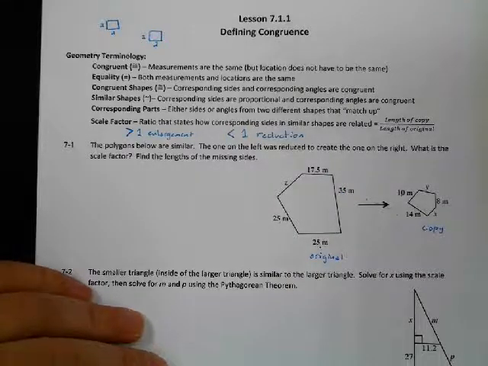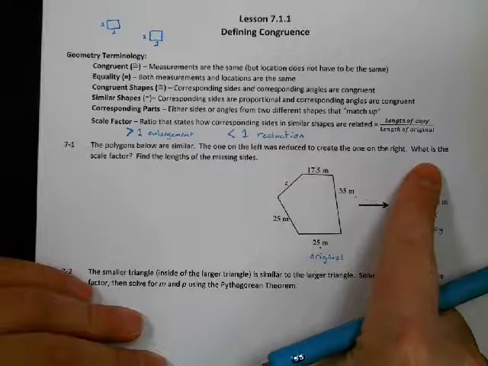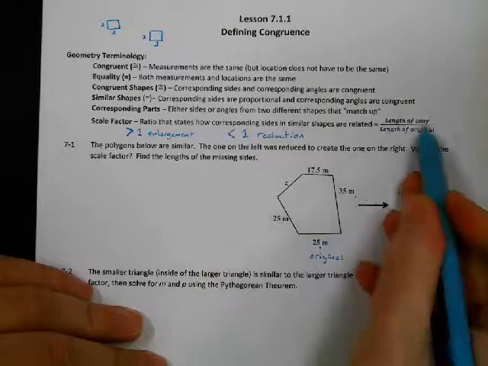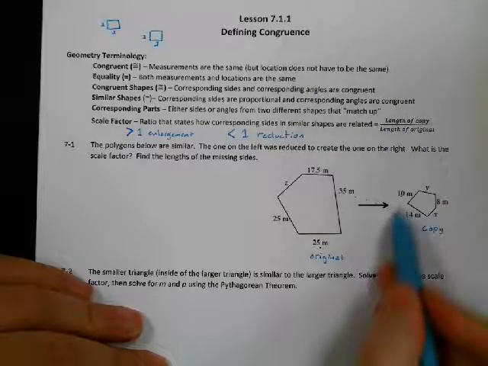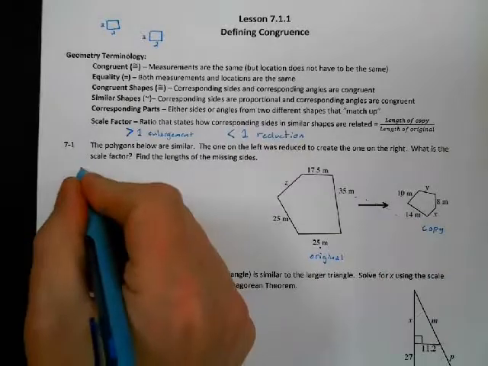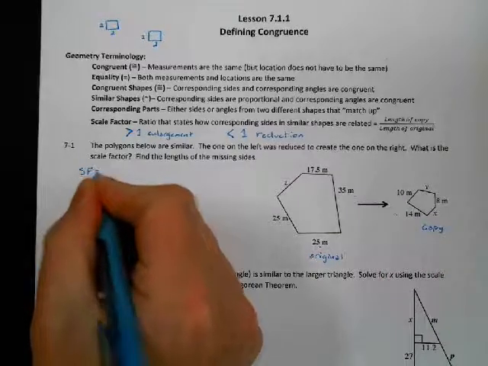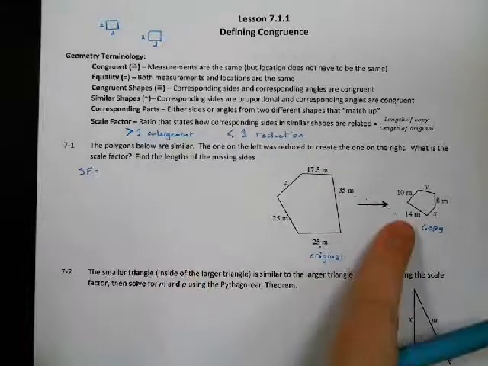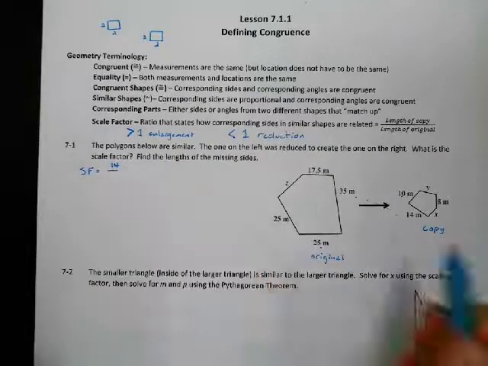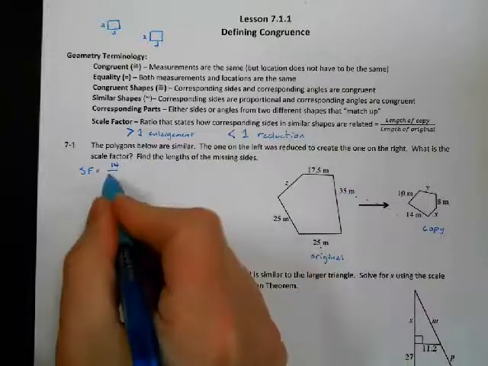So we want to find the scale factor. The first thing we're going to do is find a copy length. I'm going to start with this one right here. So for my scale factor, it's going to be the copy, which is 14, over the original, which is 35, because those are corresponding sides.